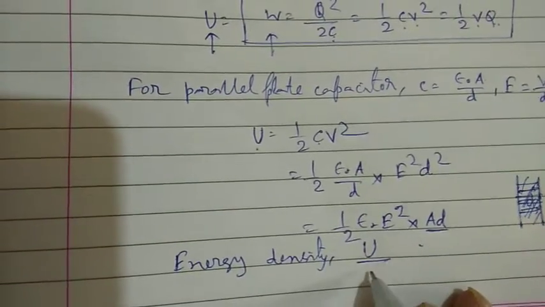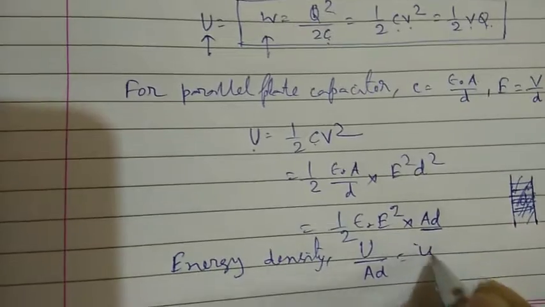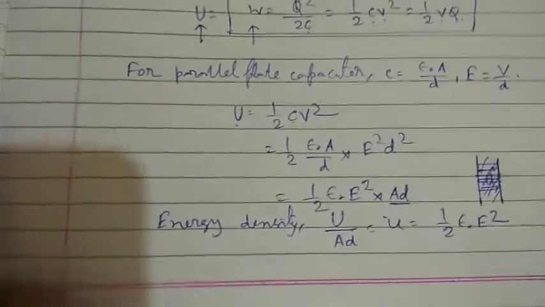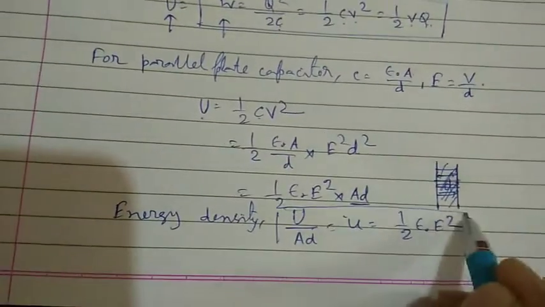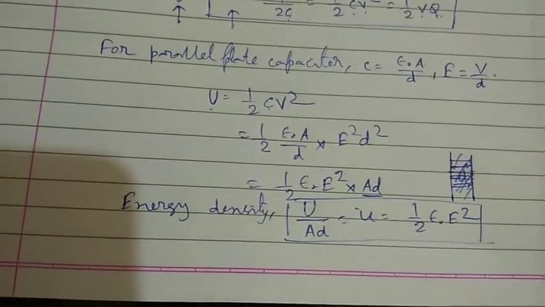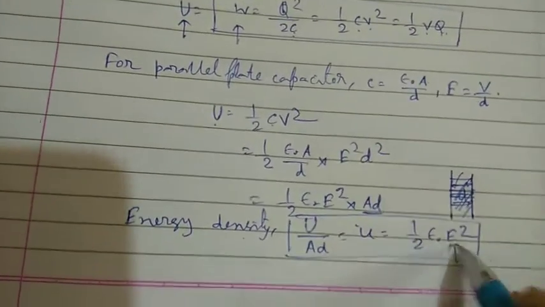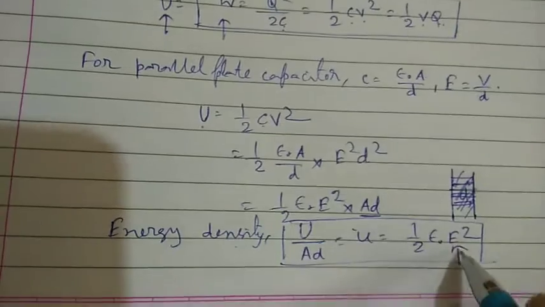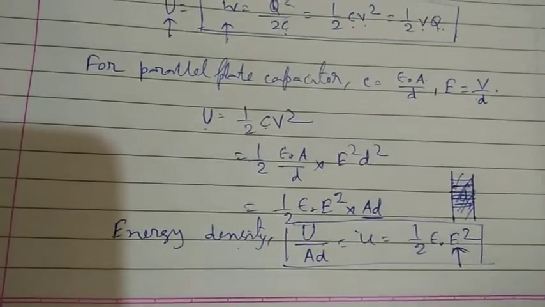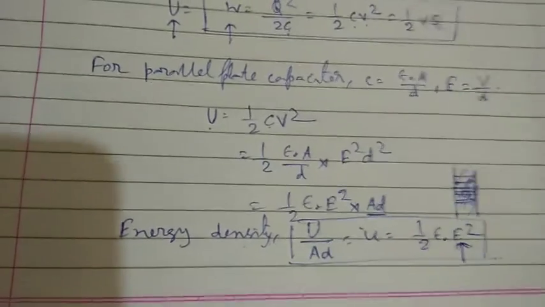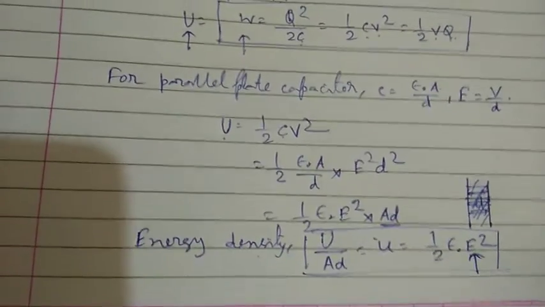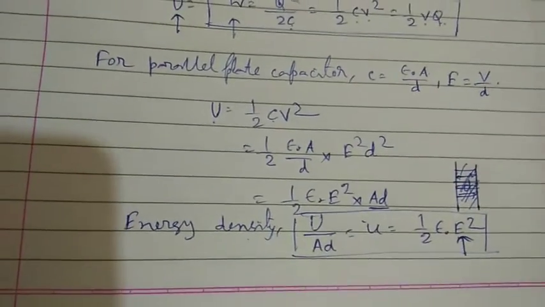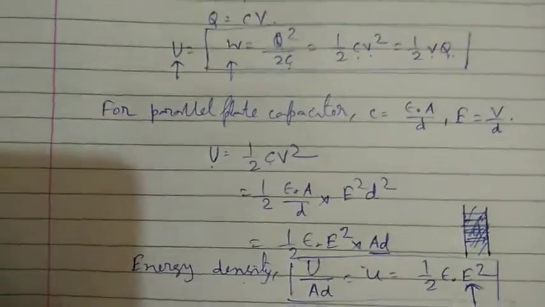capital U by A d, which is denoted as small u, is half epsilon naught E squared. So this is energy density. Now here we have found that this energy is related to the electric field. We found it for a parallel plate capacitor, but it is actually true for electric field in case of any type of configuration. So if there is electric field E due to any configuration, the energy density of the electric field will be half epsilon naught E squared. Now this derivation is important for your exam purpose.